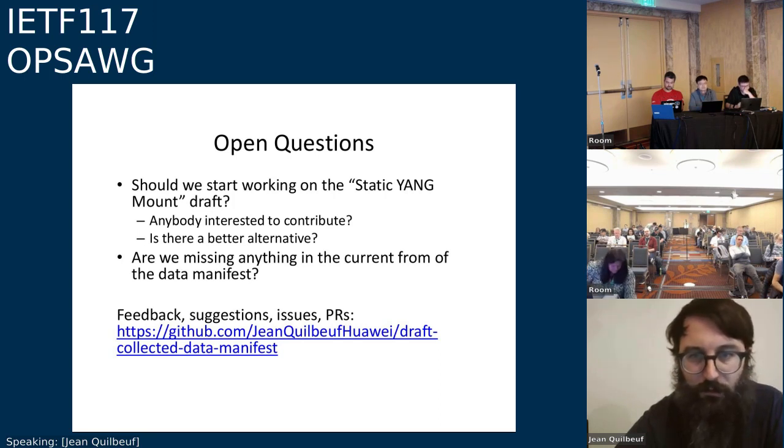And I think another question is maybe more high level: are we missing any data compared to what we currently have in the draft? Okay, any questions?